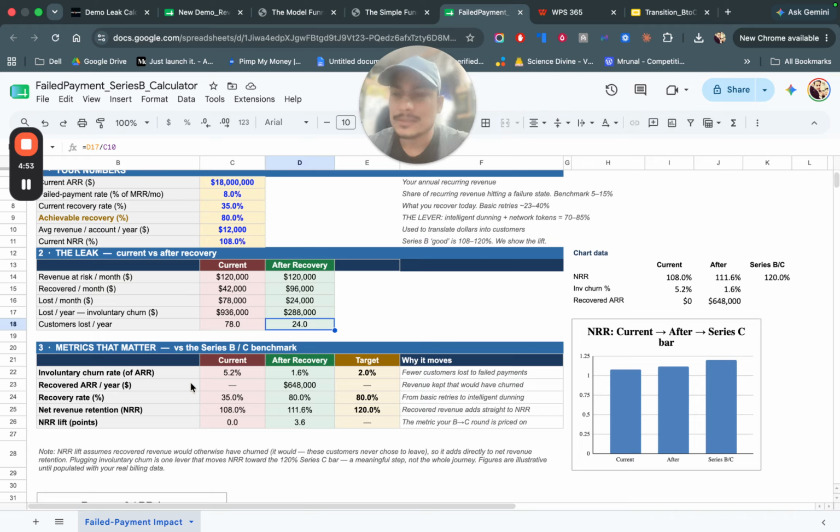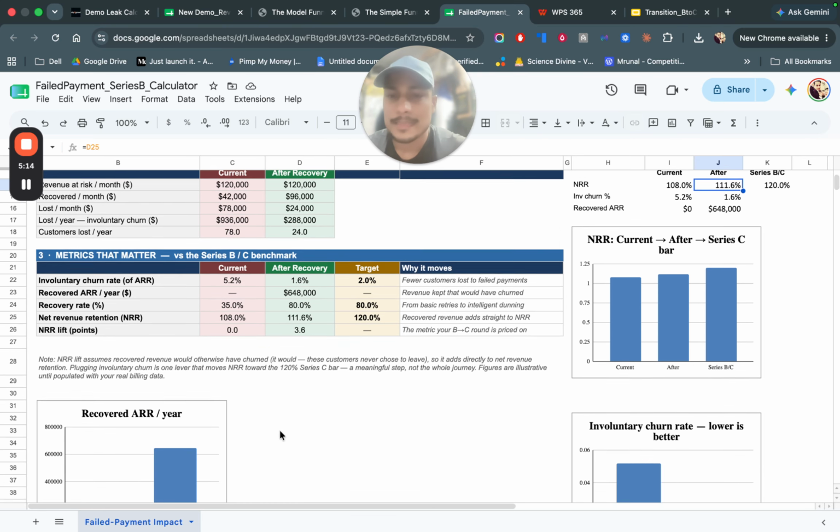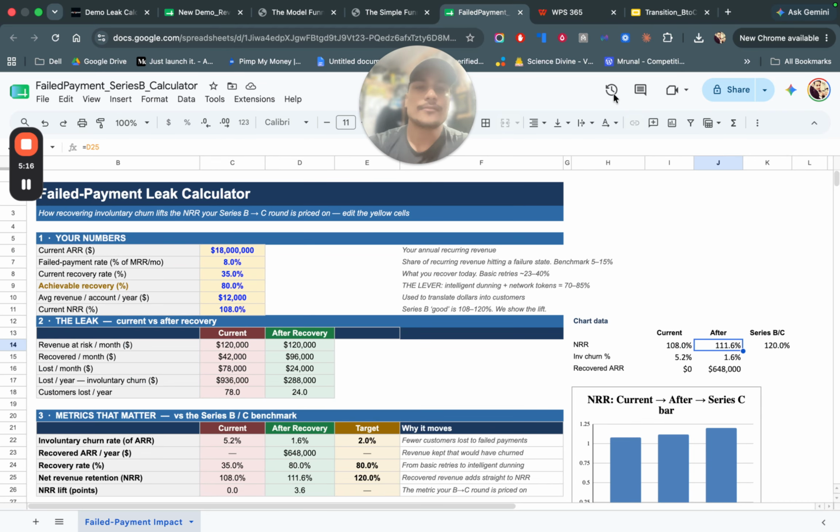So how does it change your metrics? The NRR before is 108. Just by implementing failed payment recovery, it goes to 111.6. It's a major difference. Churn is reduced from 5.2% to 1.6%, and recovered ARR is 648K just by optimizing the system. We have a specific system that follows this whole calculator logic and gives you around 80% recovery.